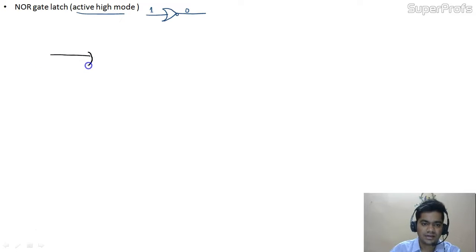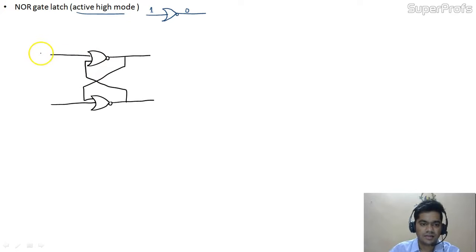So we are taking two NOR gates with us, and we are now giving it feedback. Okay, so these are the feedbacks given to the NOR gate. If this is R input and this is S input, this would be Q and this would be Q bar. Okay, so this is R, S, Q, Q bar, and this is our NOR gate latch.